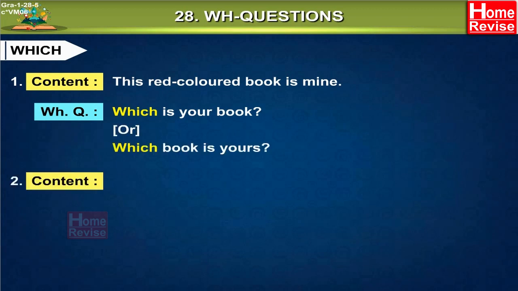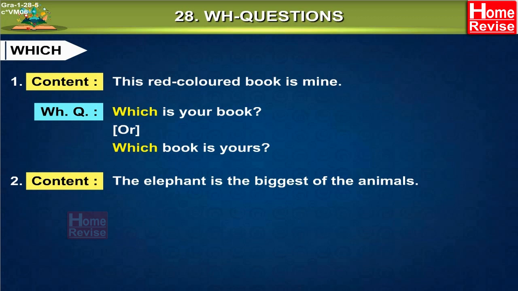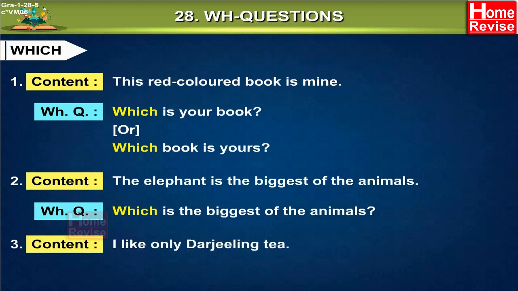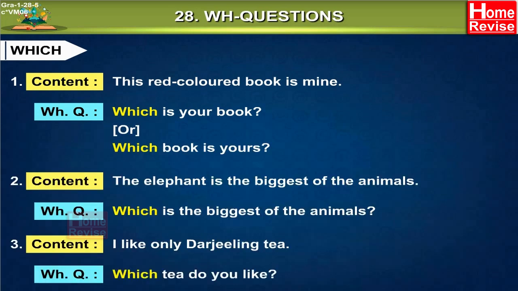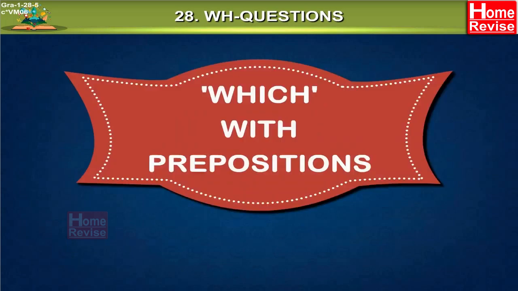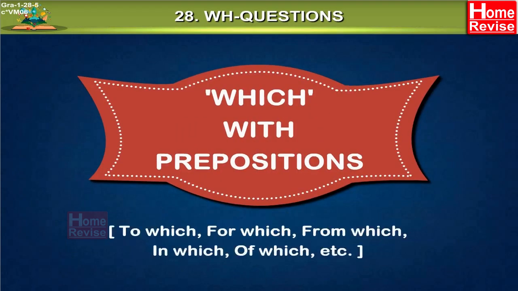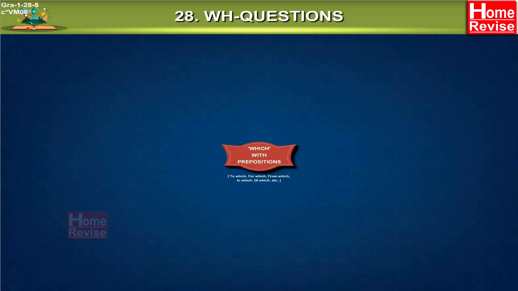2. Content: The elephant is the biggest of the animals. WH question: Which is the biggest of the animals? 3. Content: I like only Darjeeling tea. WH question: Which tea do you like? Which with prepositions: to which, for which, from which, in which, of which, etc.